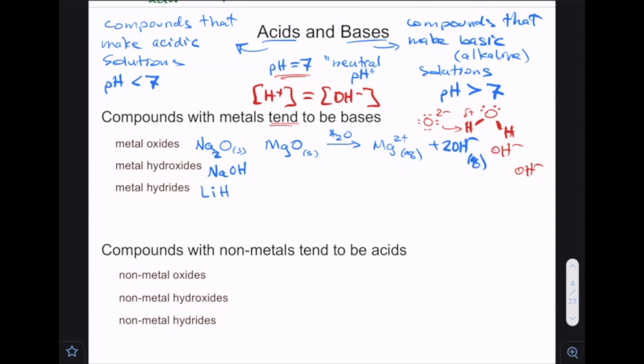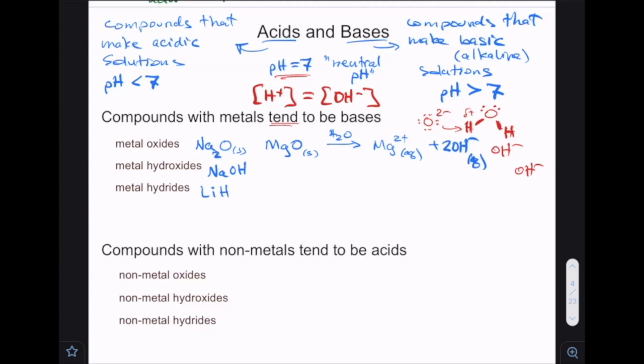And look at what we've done. We've increased the number of hydroxide ions in solution. So by putting magnesium oxide in water, we're increasing the concentration of the hydroxide ions. So they're no longer equal. If we started at pH 7, where H+ and OH- were equal, and now we put a metal oxide in there, we're producing OH- in solution. So the pH we would measure is going to be greater than 7.